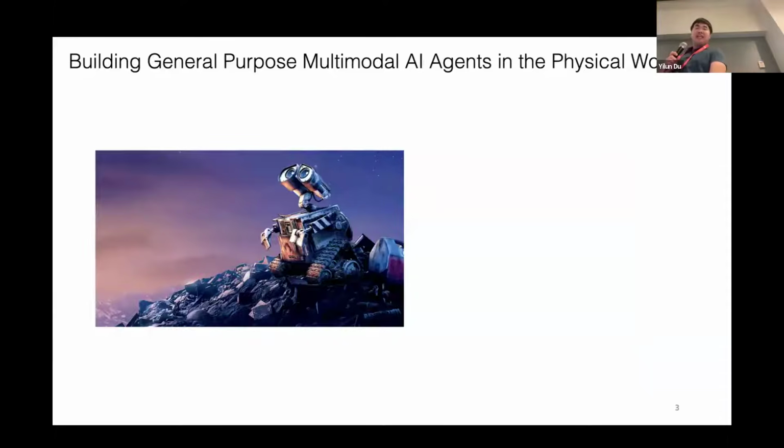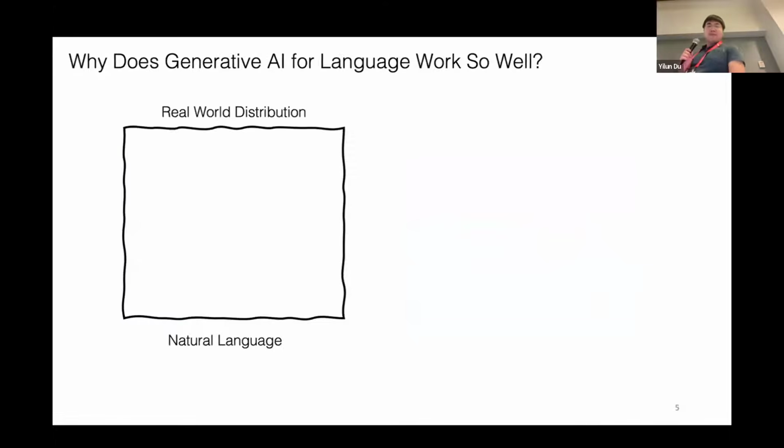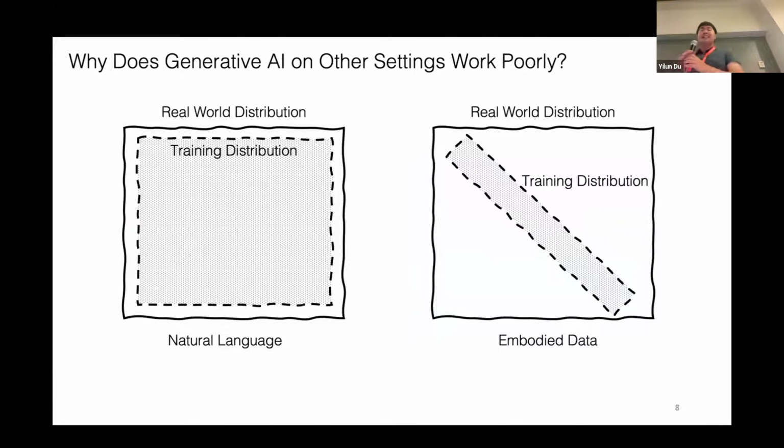Something like WALL-E is able to generalize to all types of new tasks, environments, and other agents in a very freeform way. And the question is, how do we get to robotic systems that are as generalizable, or as general purpose, as the ones we see in sci-fi movies? I think this is a lot more challenging in the robotic setting than in many of the other settings we consider.